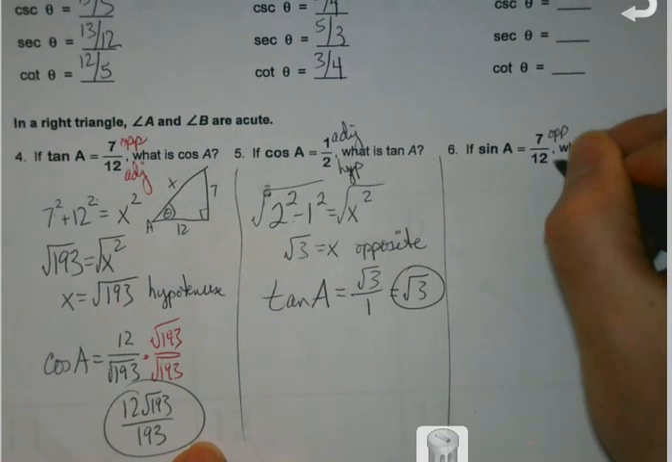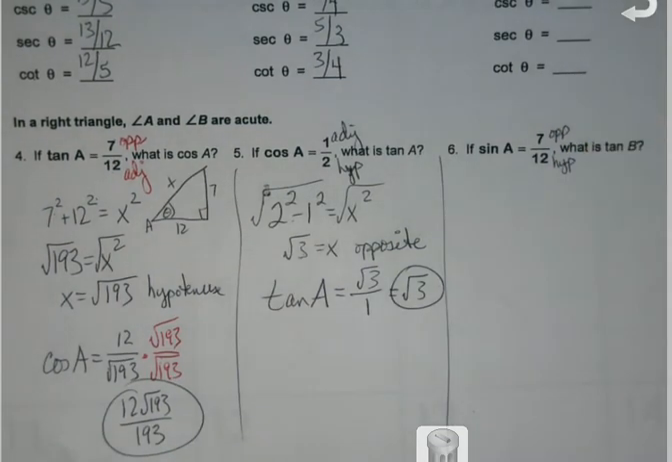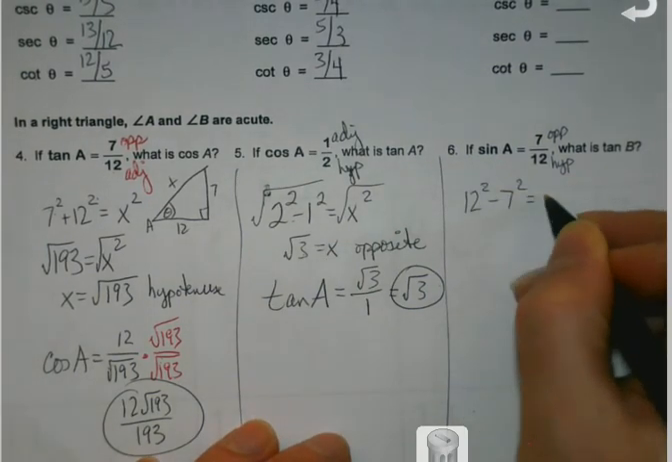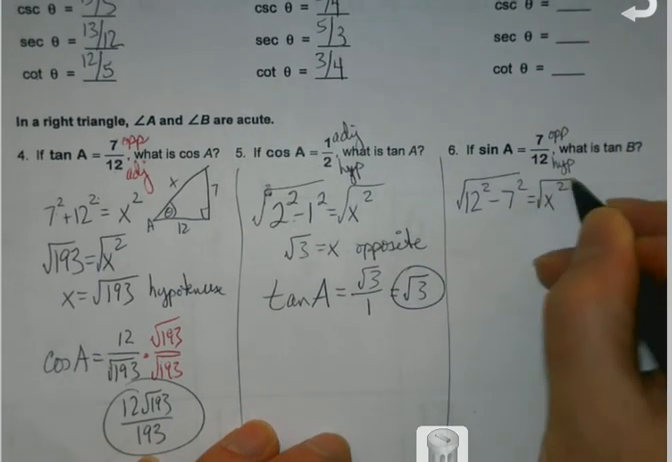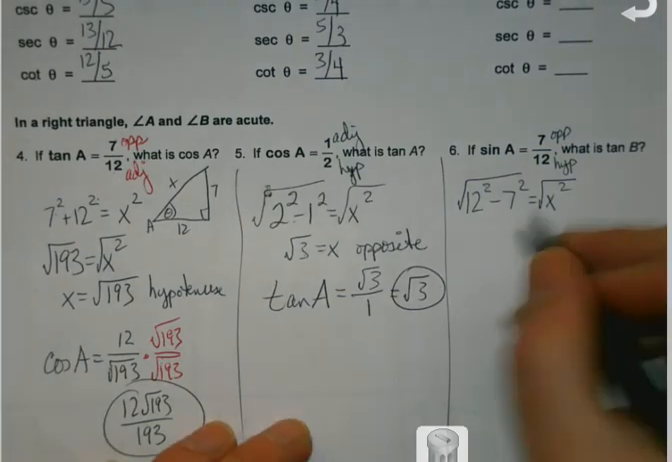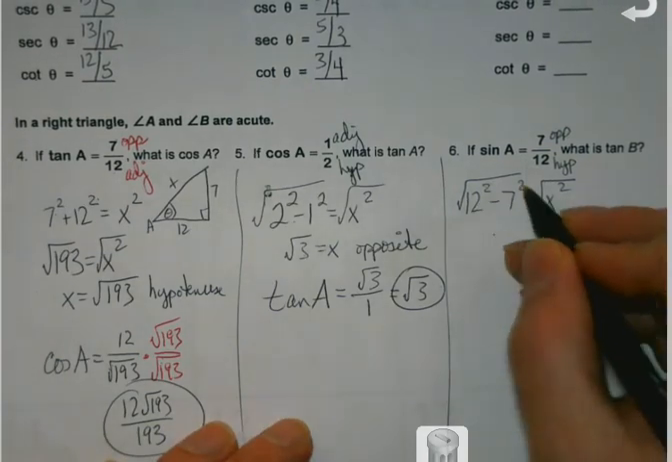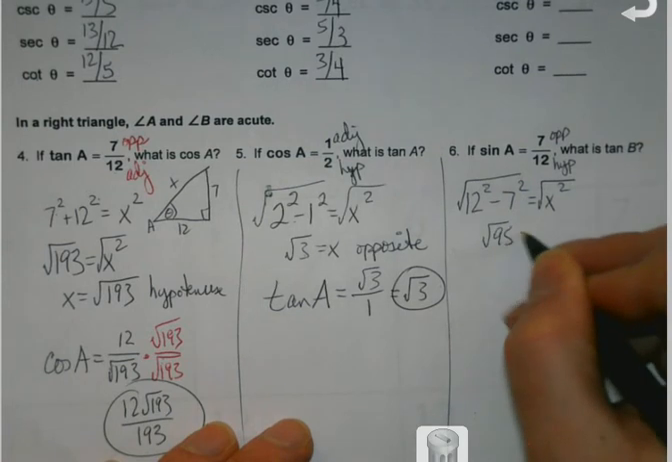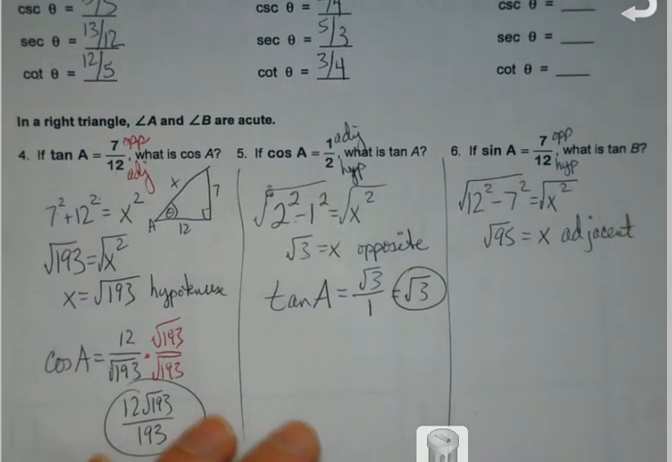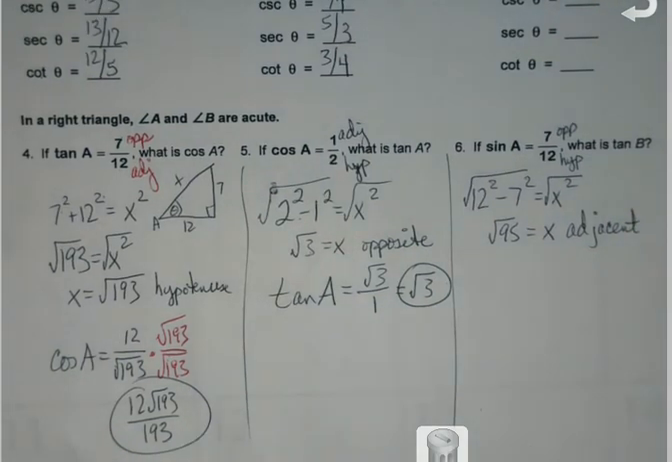So tangent is opposite over hypotenuse. So I'm going to be looking for the adjacent side, but I have the hypotenuse. So 12 squared minus 7 squared is going to get me my missing value, my adjacent side. 144 minus 49 is the square root of 95. So I've got a radical to play with. But this time I might suggest drawing a picture once you get this set.